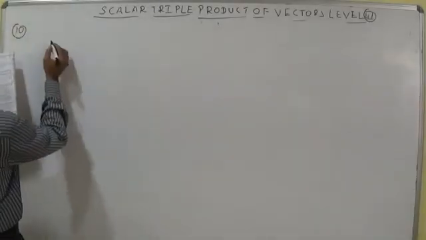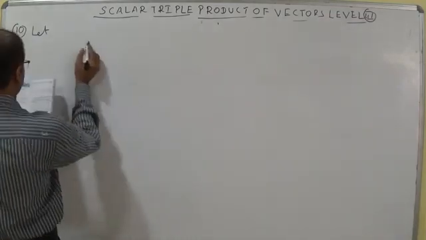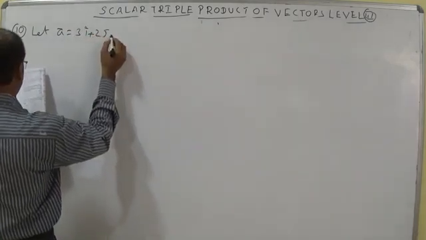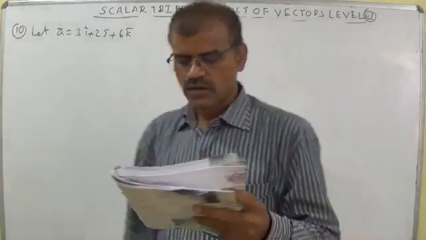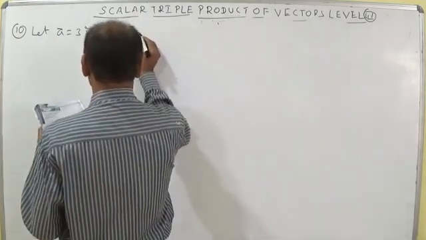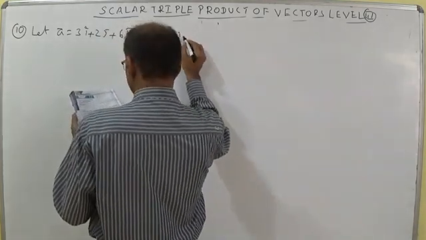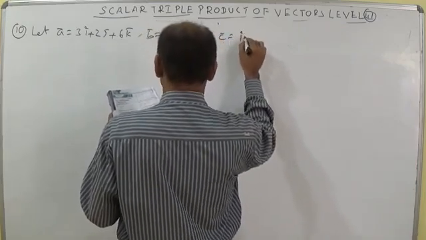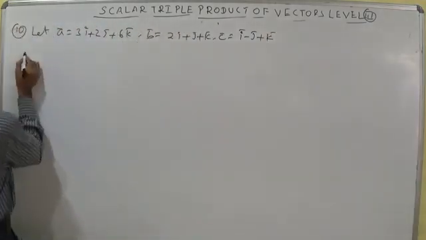The unit vector which is orthogonal to the given vector A. Let A bar is equal to 3i plus 2j plus 6k. Let the unit vector be orthogonal to the vector 3i plus 2j plus 6k and coplanar with B and C. Here B is equal to 2i plus j plus k, and C is equal to i minus j plus k. I am writing the conditions.